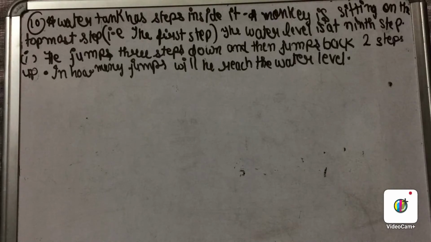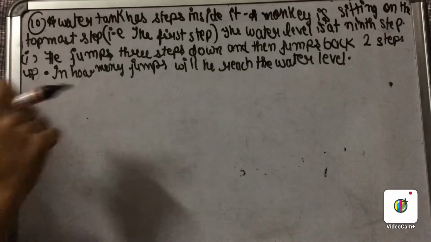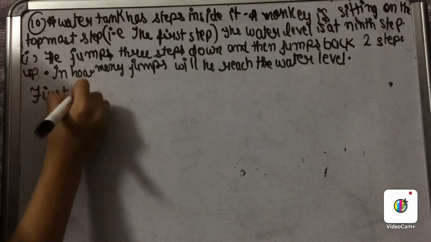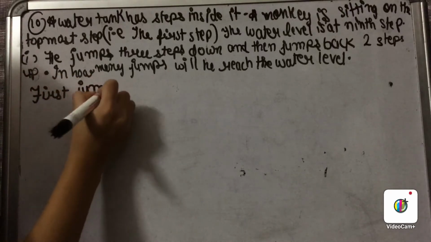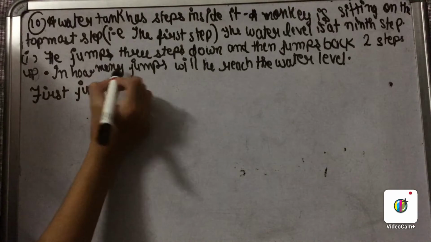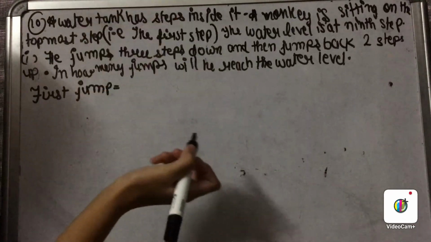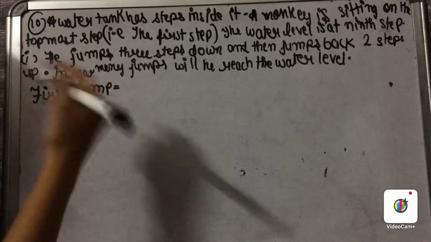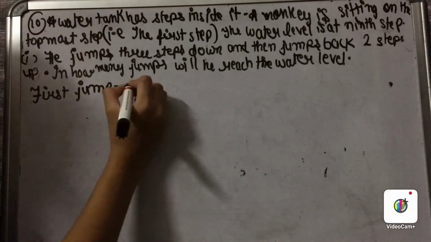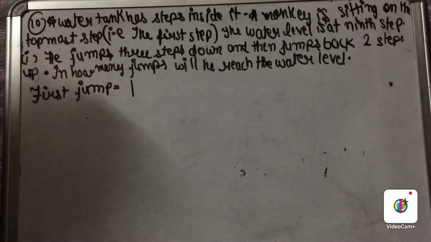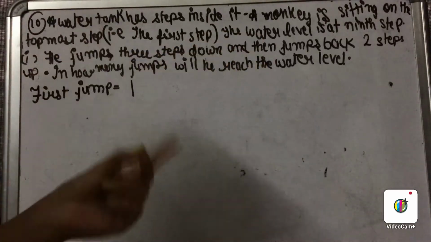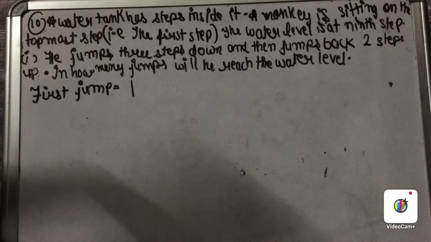I would just write here first jump, because here it is asked how many jumps he will take to reach the water level. Now what you will do, I am going to explain. What is the first jump? Now he is sitting at the first step. Now what does he do?